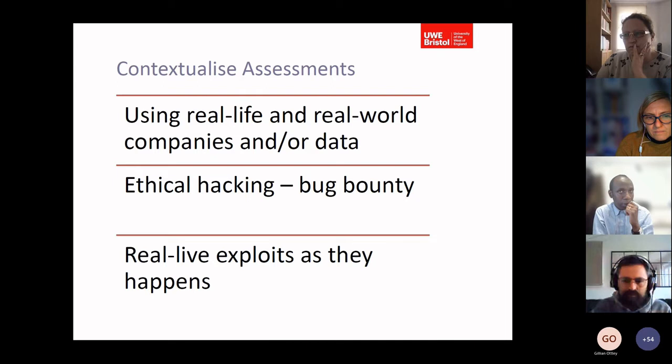In cybersecurity, although we teach them about attacks, attacks change every time. Although they are similar, they change in patterns. So the only way we can do that is, what I've been doing in the university, I use my industrial contacts.